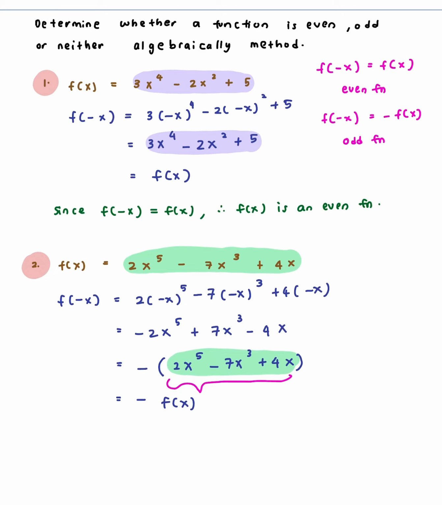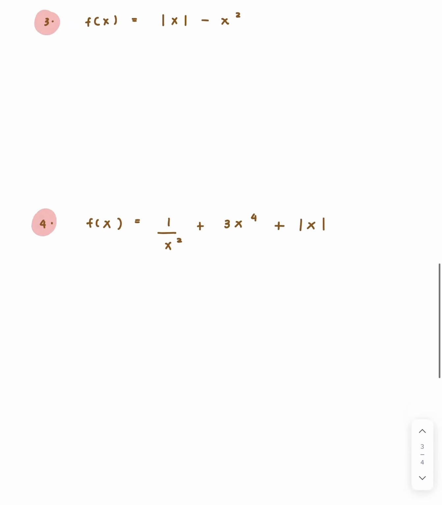Okay, so what is your conclusion? If f negative x equals negative fx, this is an odd function. So how can you conclude your answer? Since f negative x is equal to negative fx, therefore fx is an odd function. Okay, so hopefully that is clear for question number 1 and number 2. Let's move on to question number 3.